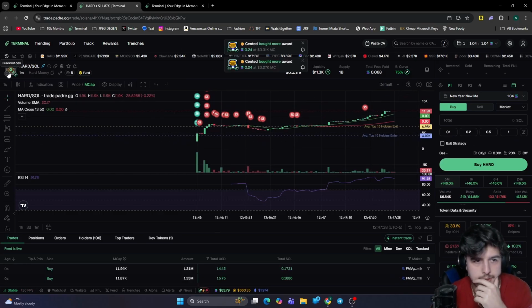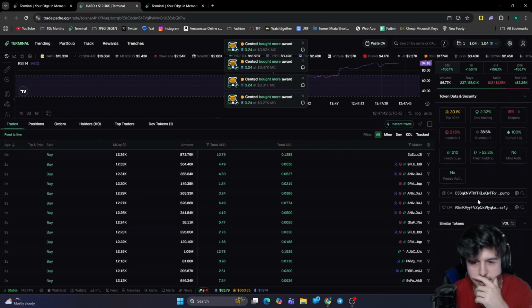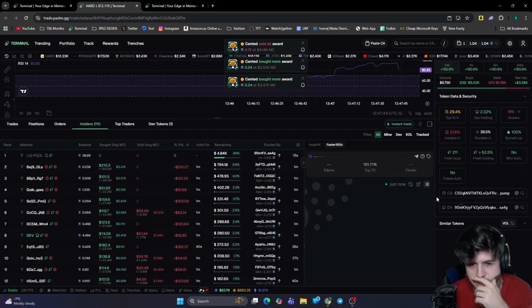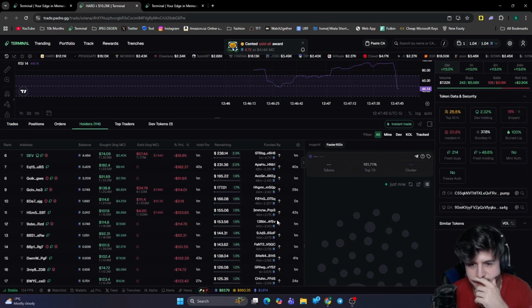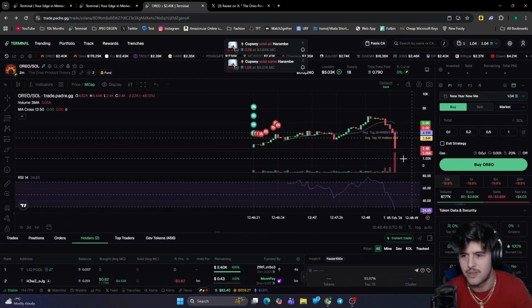This hard money is kind of doing okay, but it looks very bundled. Two soul, two soul, two soul. Yeah, like this is completely bundled. It's gonna go to 0. Let's not buy that. This one just rugged out.